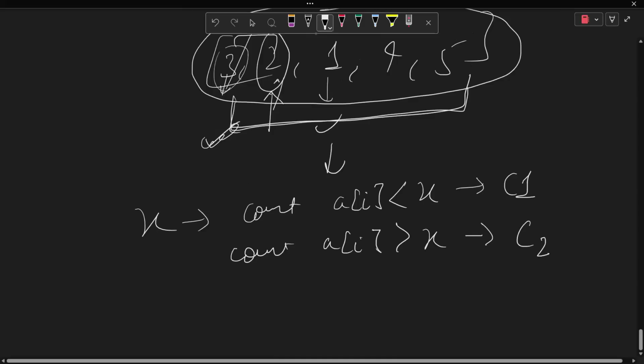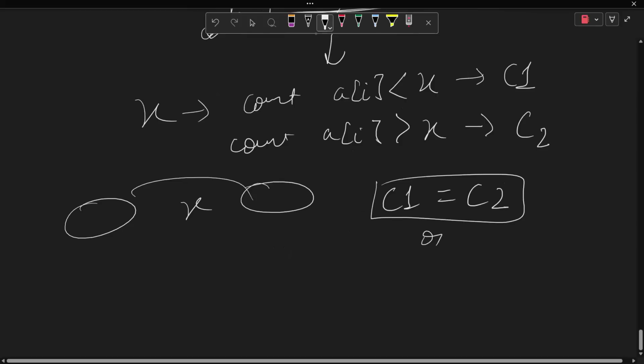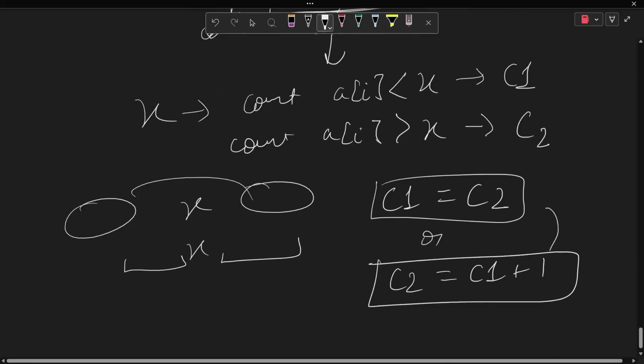Now, we say x is the median if c1 is equal to c2. For the odd case, the number of elements to the left and right would both be the same, so c1 should be equal to c2. And if it is an even case, the greater elements would be just one more, so c2 would be equal to c1 plus 1. So if either of these two conditions is satisfied, then we can say x is the median. That's the first thing.